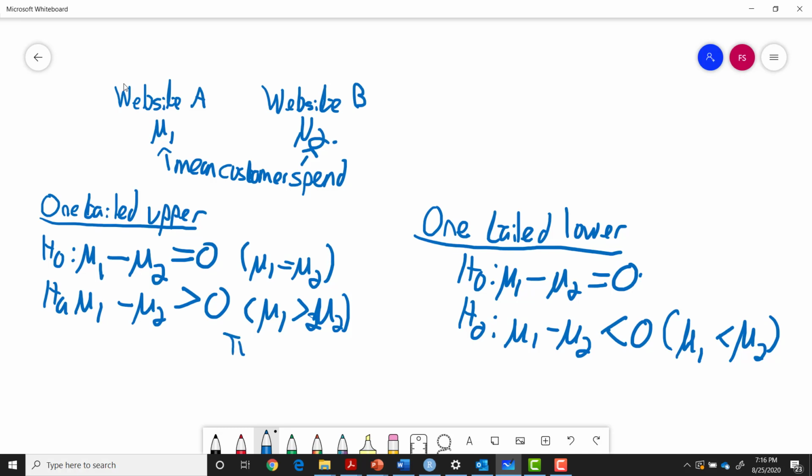So let's look at the two-tail. And here we have mu1 minus mu2 equals 0. And my HA is mu1 minus mu2 is not equal to 0, i.e. the two websites are different. So again, we're looking in either direction.